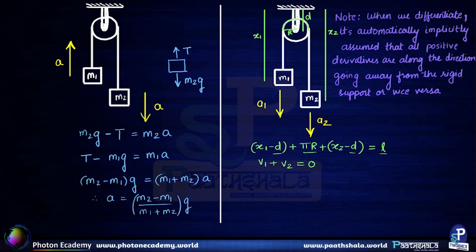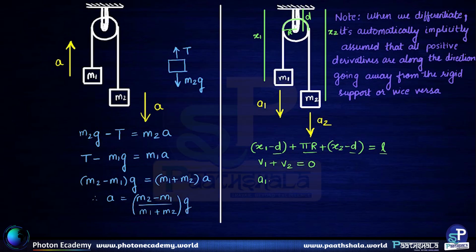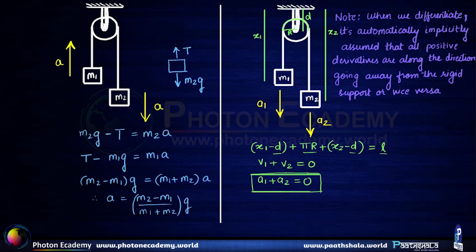So V1 is defined as the increasing distance from the rigid support and V2 is defined as the increasing distance from the rigid support. So V1 is nothing but the derivative of x1 and V2 is nothing but the derivative of x2. So if we differentiate this one more time, then we get a1 plus a2 equal to 0. So this is the relation that we were seeking. This tells us mathematically, not only intuitively, that a1 and a2 are the same in magnitude but opposite in direction.